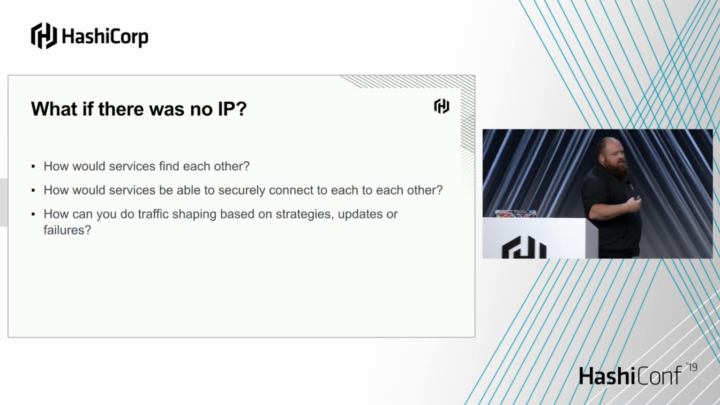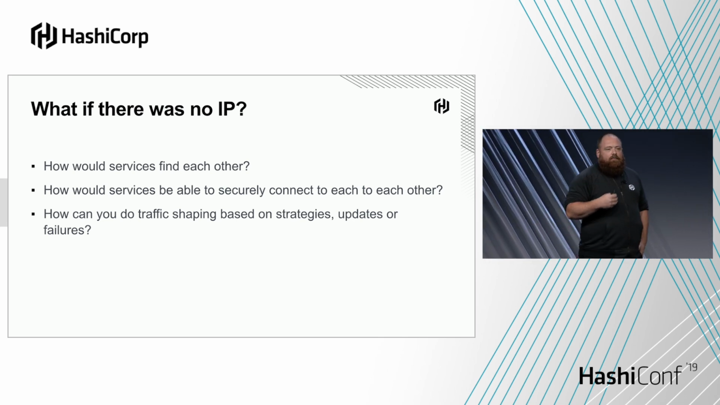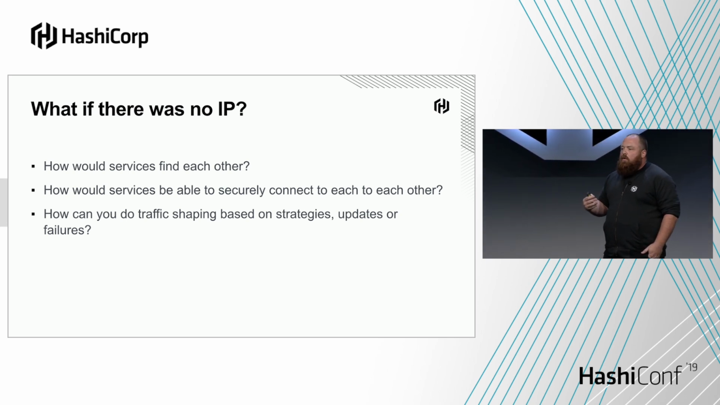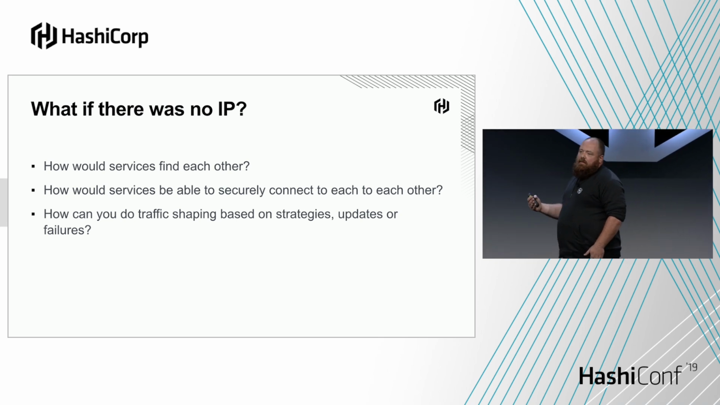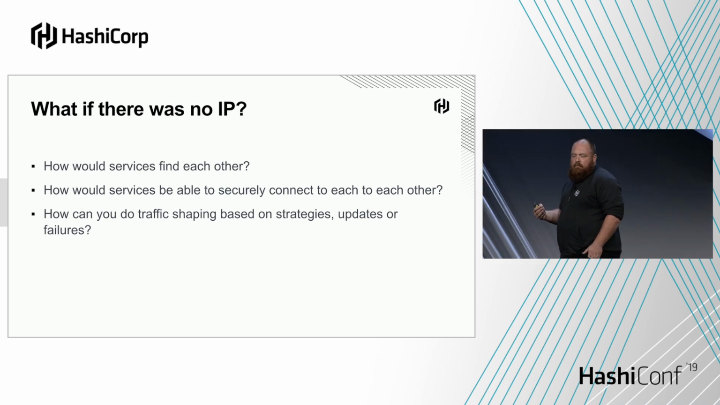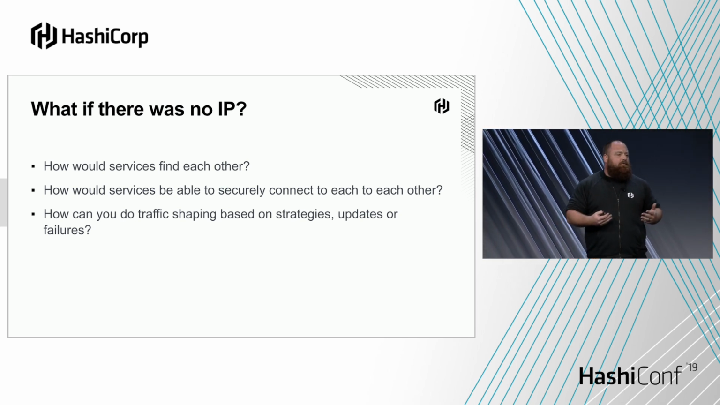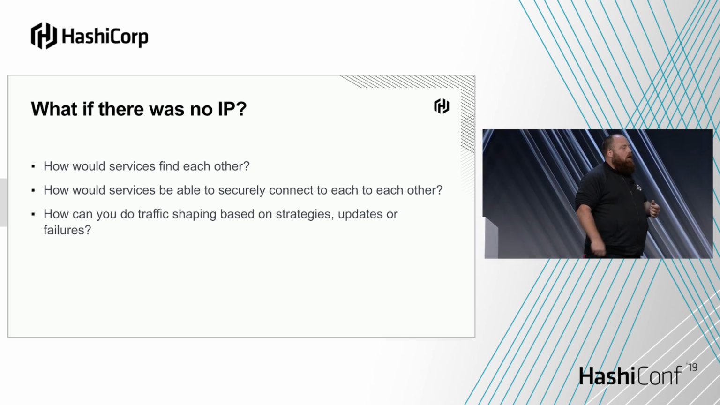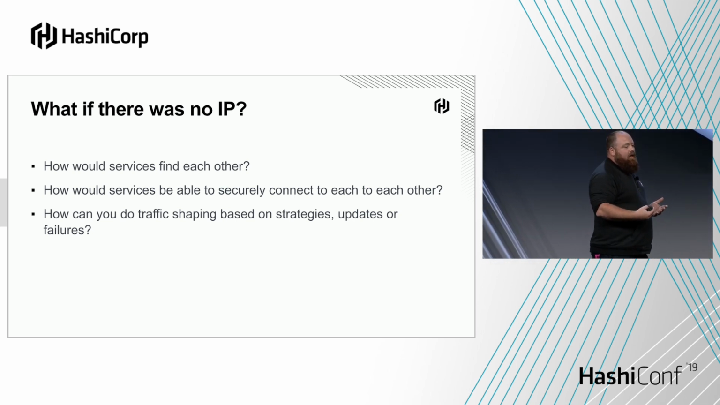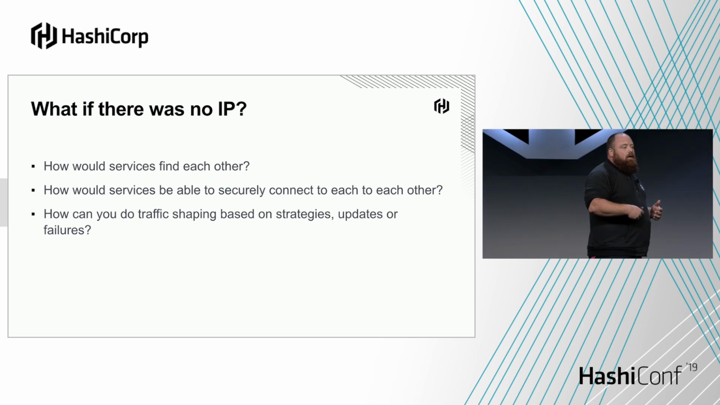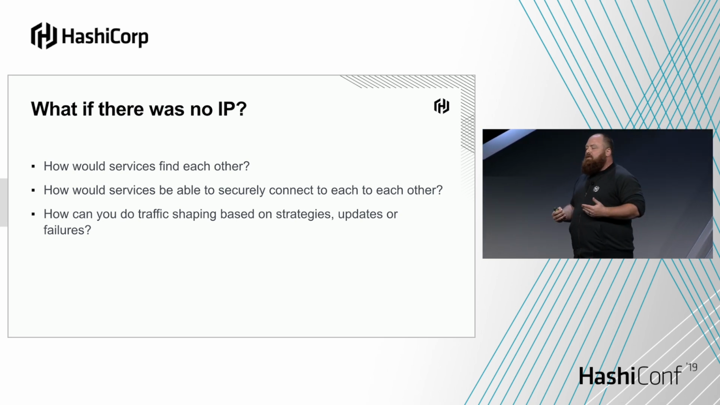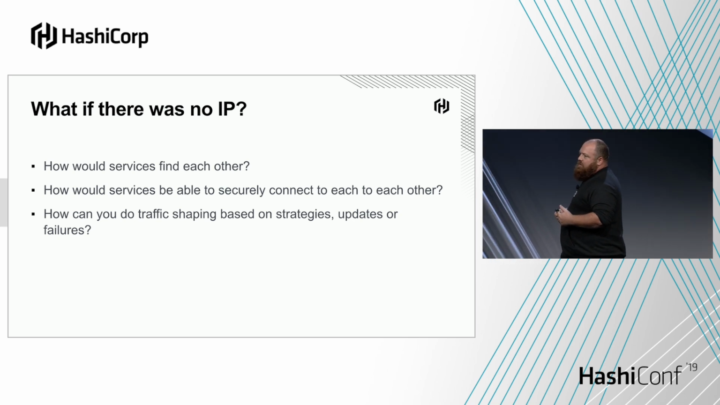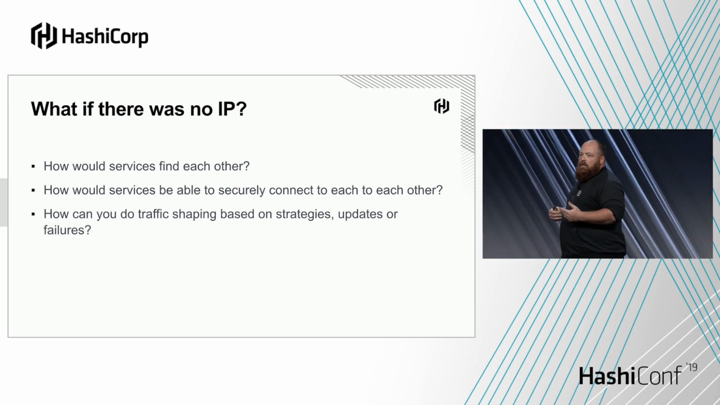But as we walk through and explore this thought exercise of what if there was no IP, you have to start to ask yourself some fundamental questions about how I would actually architect and deliver applications. The first thing is how would services be able to find each other if they did not have this identity nomenclature of an IP address? Or how would services actually be able to securely connect to each other? And in that context, how do I start to do the normal things around traffic shaping for critical ideas of deployment strategies, update strategies, failures, those types of things?